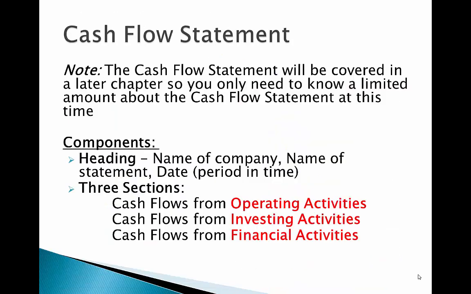The next slide addresses the cash flow statement. The cash flow statement will be covered in a later chapter, so you only need to know a limited amount about the cash flow statement at this time. Just note the components of the heading: name of the company, name of the statement, the date, which is a period of time, and there's 3 sections for the cash flow: the cash flow from operating, cash flow from investing, and cash flow from financing activities.